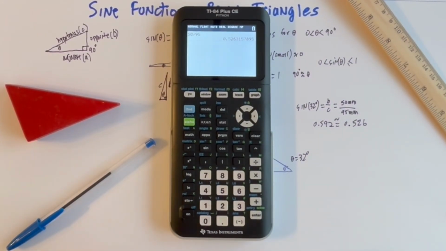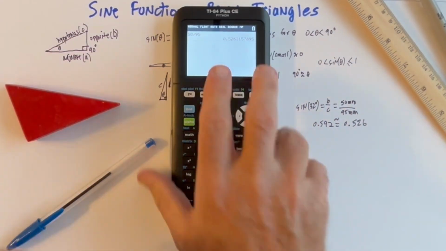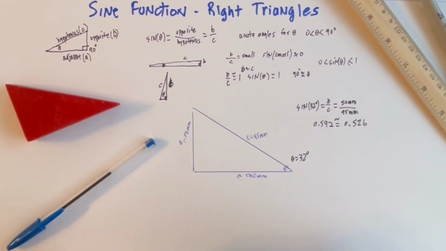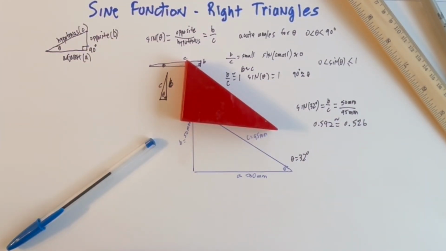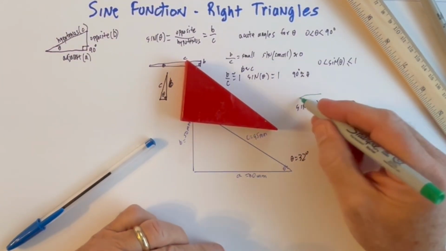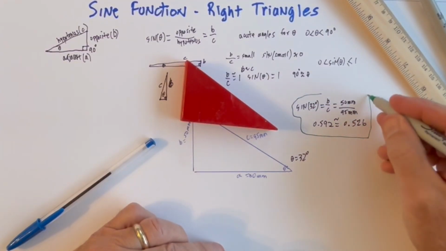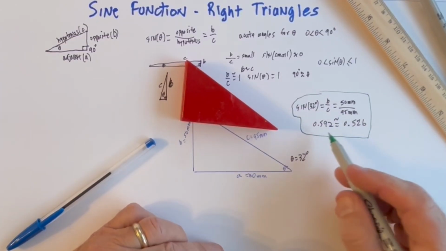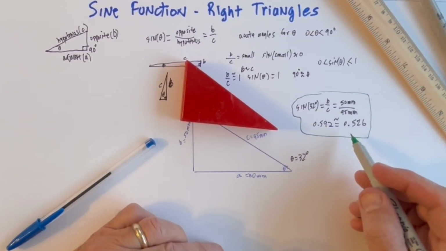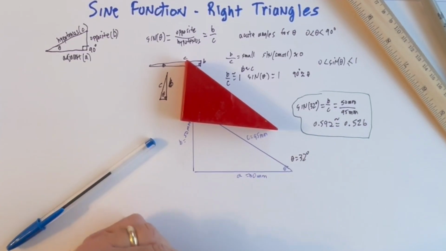What that basically tells us is that this relationship holds for this right triangle. We got the sine of 32 is the ratio of 50 over 95 millimeters. And we plugged it into our calculator and calculated the sine, and that turned out to be the correct number.